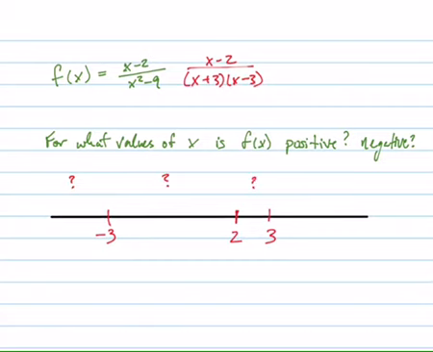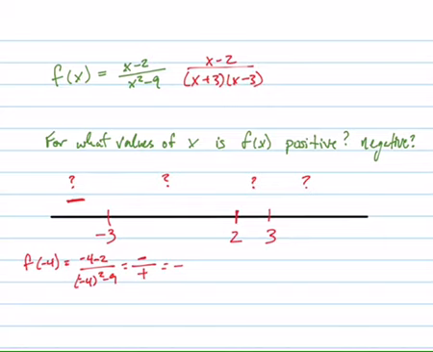1, 2, 3, 4. And so in these areas we can plug in a number, so f of negative 4, for instance. So plug in (negative 4 minus 2) over (negative 4 squared minus 9). And you're just concerned with if it's a positive or a negative. So that's going to be a negative on the top, and on the bottom it's going to be a positive. So in total, a negative over a positive is a negative. So this is negative right here.